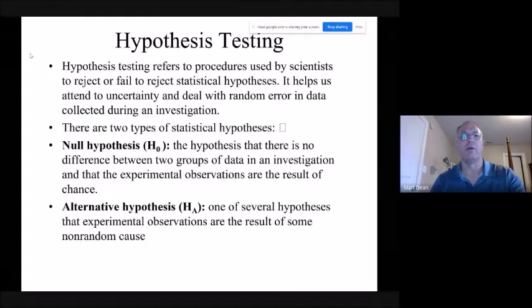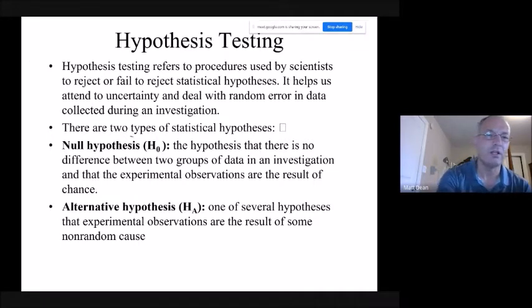All right, so here we go. We're going to be talking about hypothesis testing today. This is a procedure used by scientists to either reject or fail to reject a statistical hypothesis. We can't really ever necessarily prove a hypothesis, but we can figure out how reasonable it is. And there's really two types of statistical hypotheses we're going to use.